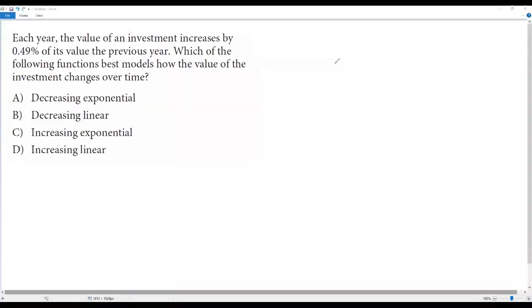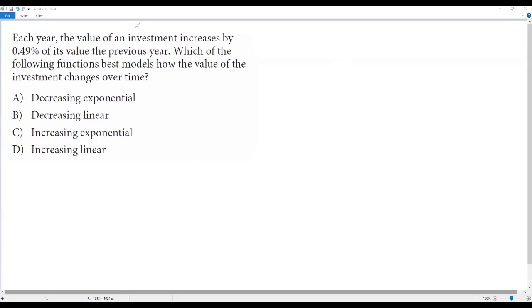Here we have a SAT math question. Okay, let's go through the information we have in the question. Each year, the value of an investment increases by 0.49% of its value the previous year. Which of the following functions best models how the value of the investment changes over time?